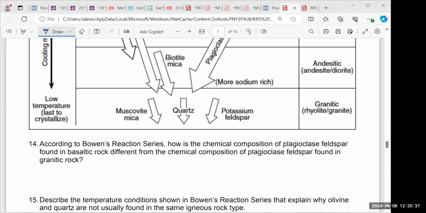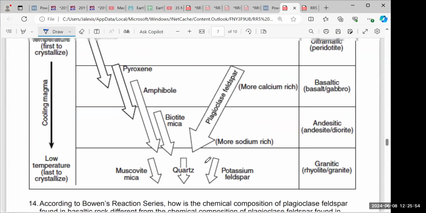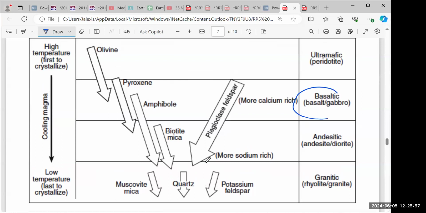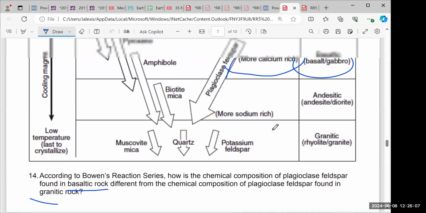Sorry, hold on. Found in granitic rock, right? How is the chemical composition different between basaltic rock and granitic rock? Well, what's the difference? All right. Look at basaltic rock. Look at the plagioclase feldspar, and what does it say? It is more calcium rich. And that is your answer.